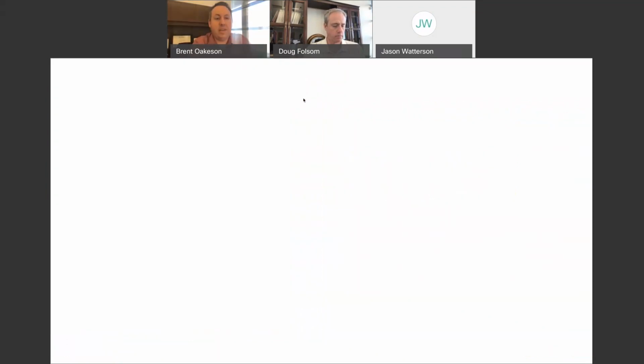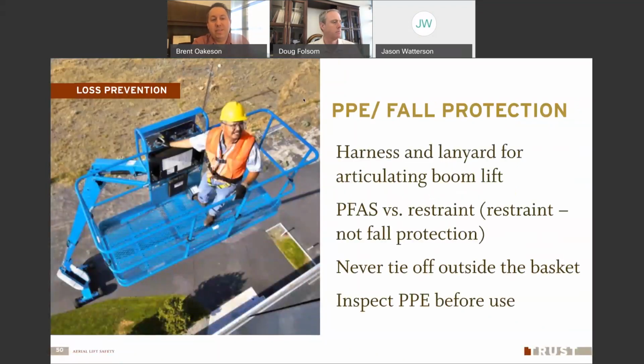So look at this guy. He's really high up in the air. And some of these lifts, they go really high. They can be upwards of 70 feet up in the air sometimes, maybe even higher. But that's why you've got to have your fall protection. You don't want to take that risk. You don't want to get overextended and hit something that's going to cause you to tip over.